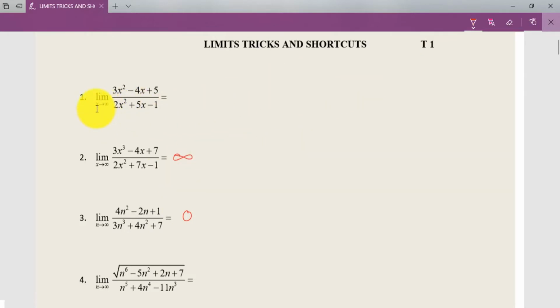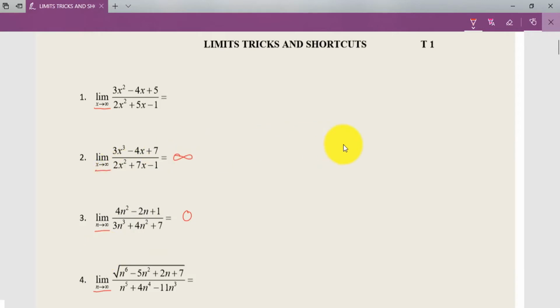First thing is, you should have a good observation that all the problems are with limit of x tends to infinity, or any variable tending to infinity, and here it is n tending to infinity. Now the second thing is, in the numerator you have a polynomial, and in the denominator you have a polynomial. Here too, here too, and here also you have a polynomial.